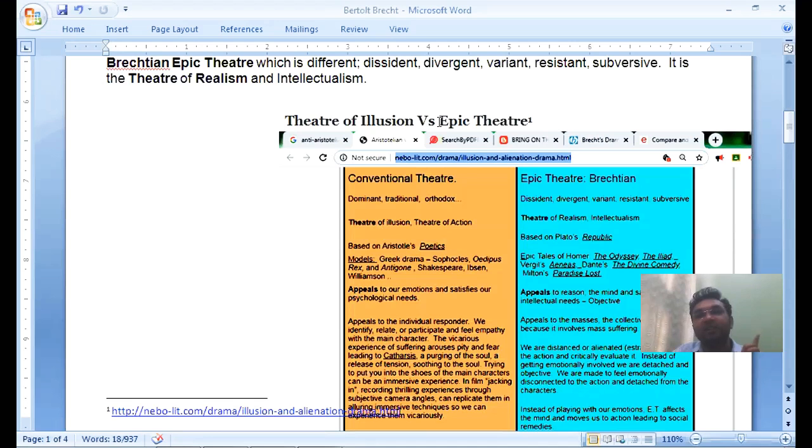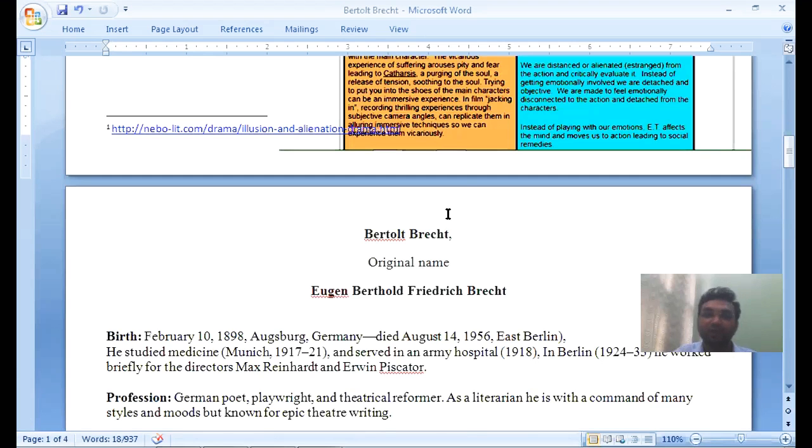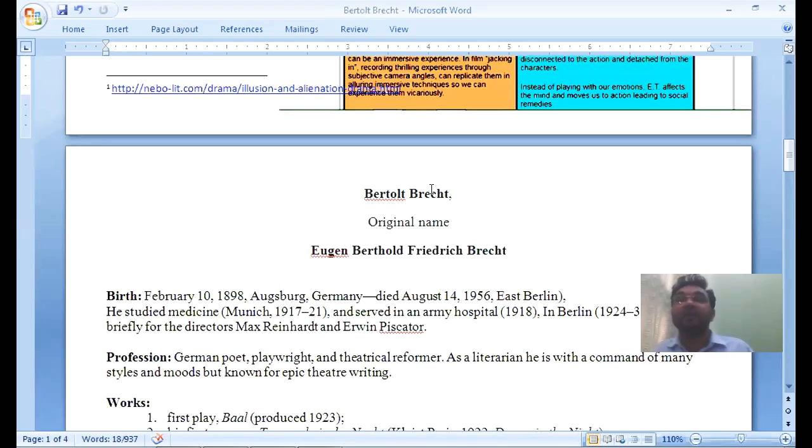Okay, the epic theater is different from that. You can find it here, and for further reading, I mentioned the link here, the reference note. You can click here and you will find all this material. Okay, so today's point we will discuss epic theater.